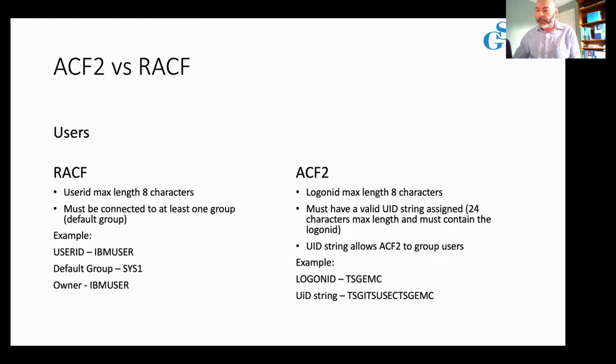RACF users, ACF2 users. User ID on RACF is a max length of 8 characters. I think it's changed recently in the latest version of z/OS, but it used to be, if you wished to use TSO, you had to have a max length of 7 because an 8th character was added. But I don't know if that is still a valid thing. I would need to check that. And it must be connected to at least one group, which is called the default group. A quick example there is a user ID called IBMUSER, connected to the group SYS1, and its owner is IBMUSER.